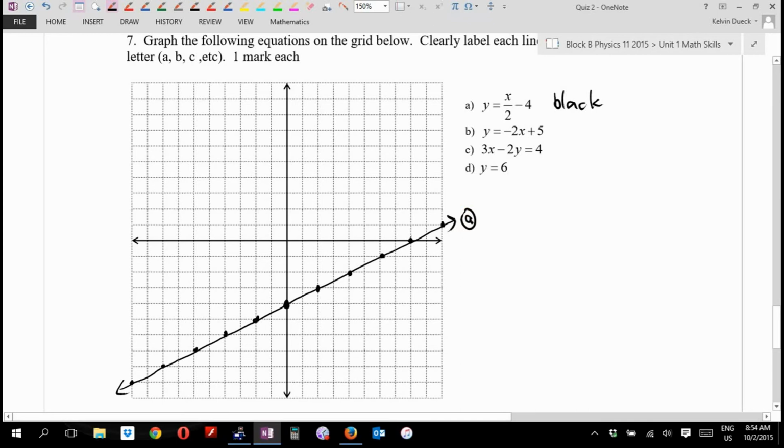B. I'll do that in red. A y-intercept of 1, 2, 3, 4, 5. Slope of down 2 over 1, down 2 over 1, down 2 over 1.